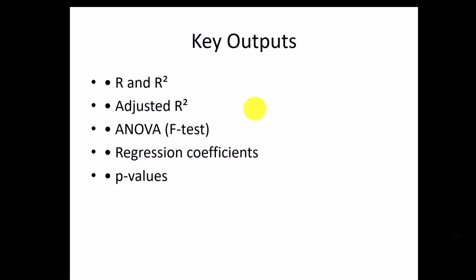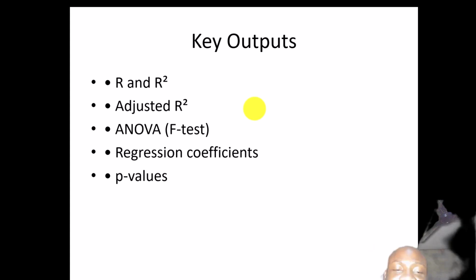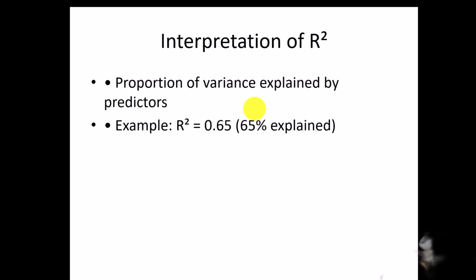And when we want to run our multiple regression, there are three outputs. We have the R and R square, we have the adjusted R, we have the ANOVA F test, we have the regression coefficients, and we have the p-value. Interpretation of R square is the proportion of variance explained by the predictors. If you remember, if there are four variables, the multiple regression will give us the information on how they affect the variance of the dependent measure. How did they affect it?